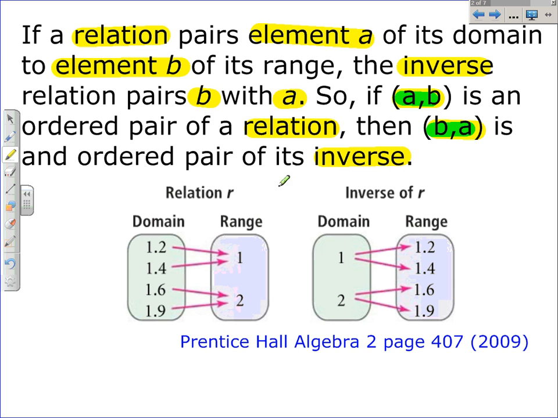The domain for the range, we can see a visual representation of this here in these two mappings. The original relation R, we have four domain values, 1.2, 1.4, 1.6, and 1.9. And we have two range values. Each element of the domain is paired with an element of the range. Here, we switch the domain values and the range values. So we see 1 is paired with two values, 1.2 and 1.4, and 2 is paired with 1.6 and 1.9. So all we do when finding the inverse is switch the domain and the range values.